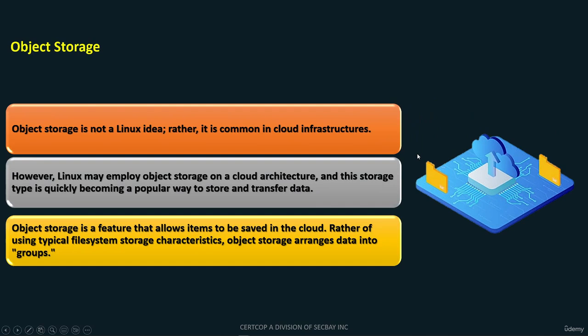Then we have object storage. Object storage is not really a Linux idea, but it's common in cloud infrastructures. Linux may employ object storage on a cloud infrastructure, and the storage type is quickly becoming a popular way to store and transfer data. Object storage arranges data into groups rather than using files and typical file characteristics.